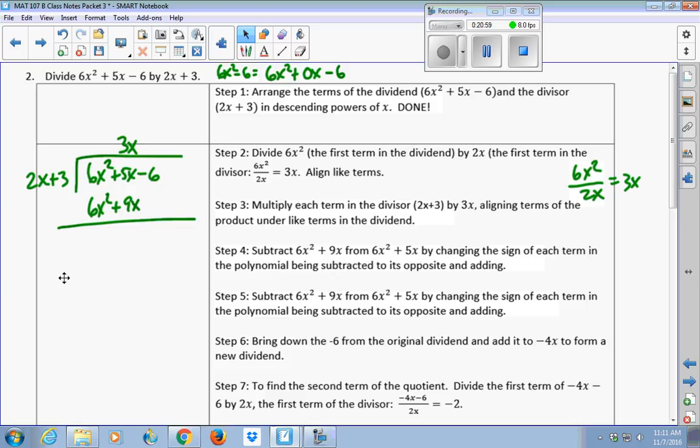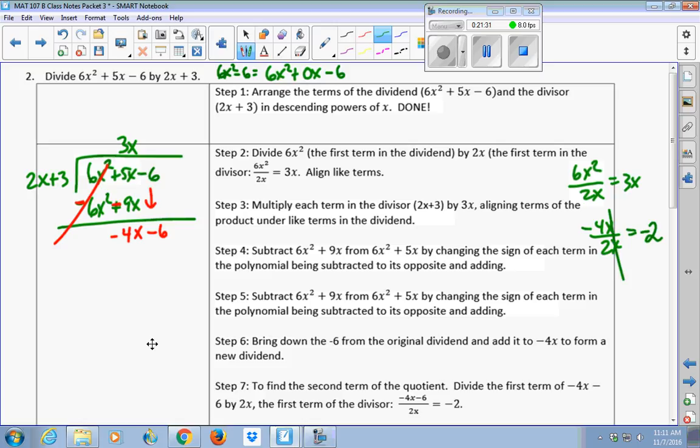Now I subtract both terms. Subtract, subtract. That goes to 0. And now I have negative 4x, and I bring down my negative 6. And you'll see in a second. Now 2x goes into negative 4x how many times? Negative 2, because off on the side of your paper you're saying negative 4x divided by a positive 2x is a negative 2. My x's cancel, and I just have a negative 2. That goes above my ones place.